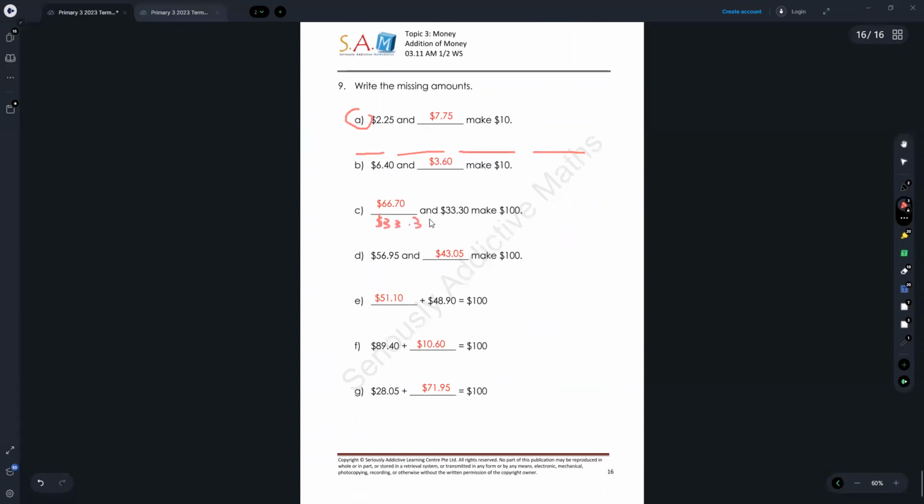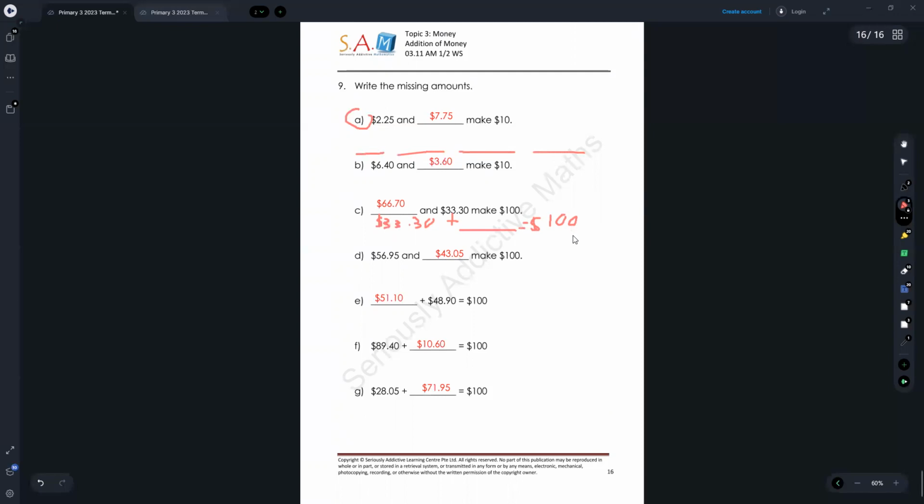$33.30, right? How much more do you need to get to $100? And then they can do the same way as what was taught early on. 30 cents, make it into the dollar first. So 30 cents plus 70 cents equals to $34. $34 plus another $6, right? That will give you 40, and then 40 to 100 is 60.